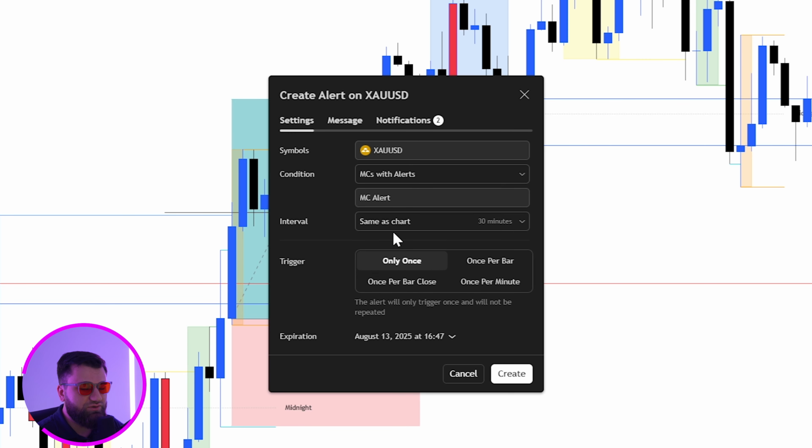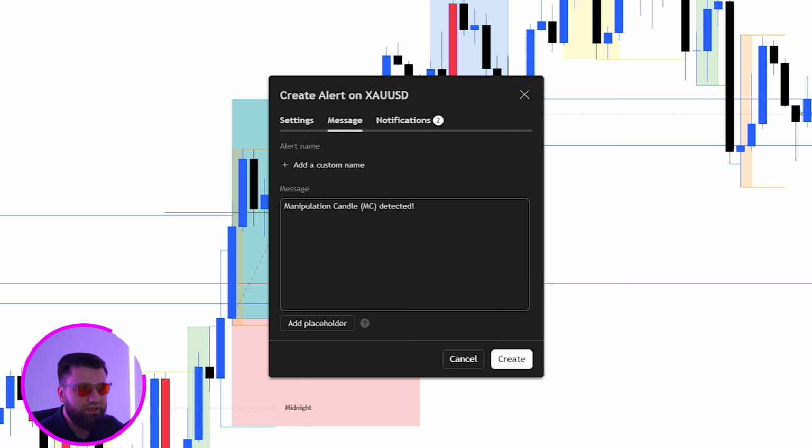So right here, as you guys can see, we have 4 types of settings, and I recommend you guys always use once per bar close, because then it will give you an alert once a manipulation candle is fully closed, but the other ones are giving you alerts when it's forming as well. So just use this one to make it very clear, and then you can also give it yourself a message like that, M30, and whatever the time frame is.